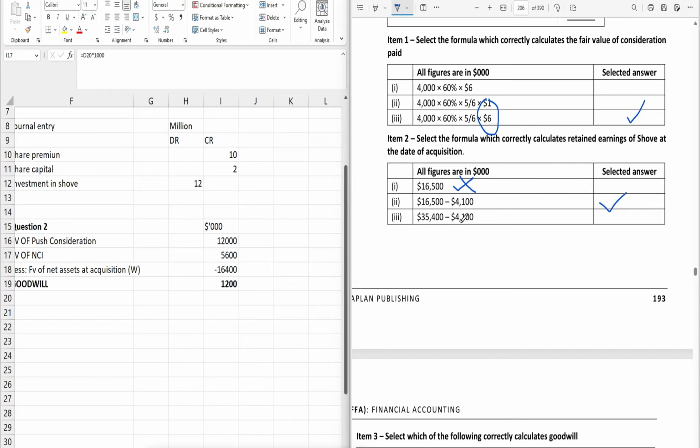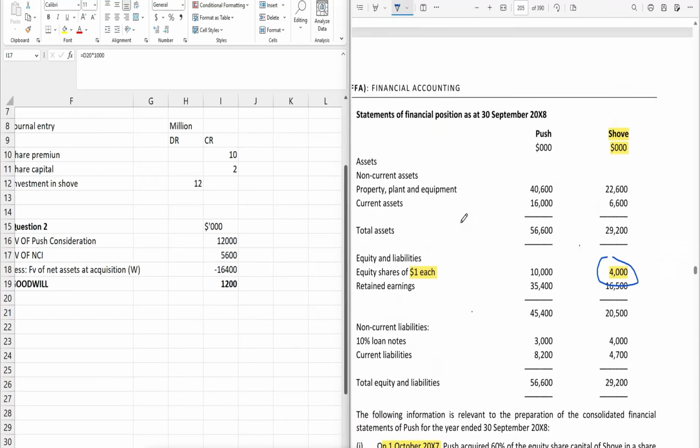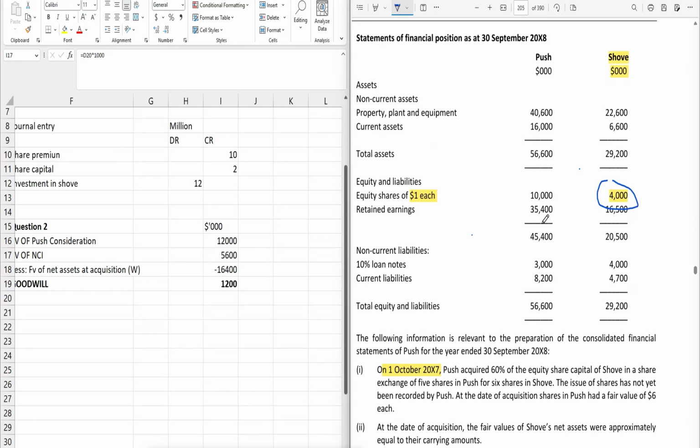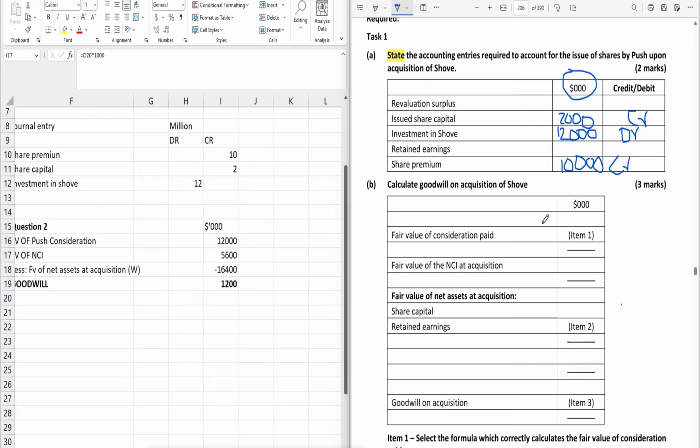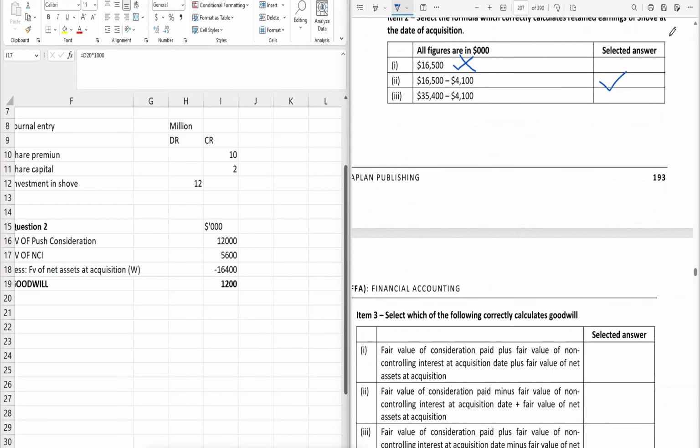And last is 35,400 minus 4,100. So 35,400 is the return earning of the parent, not for the shop. So here we will only take for the shop, not for the parents. So that's why it's incorrect. So our correct option is the second one.